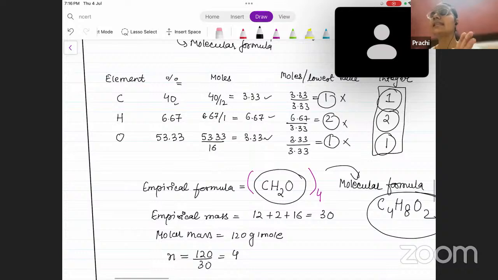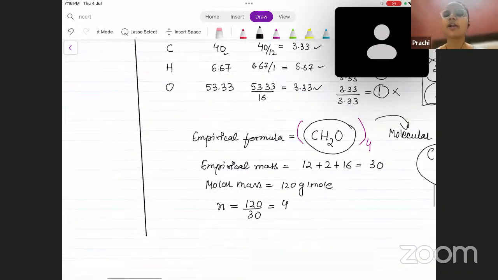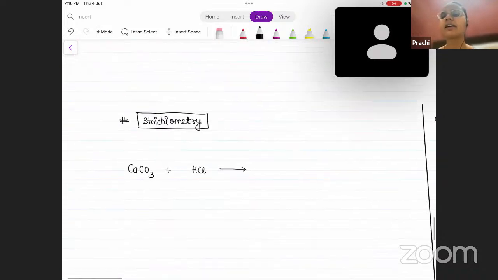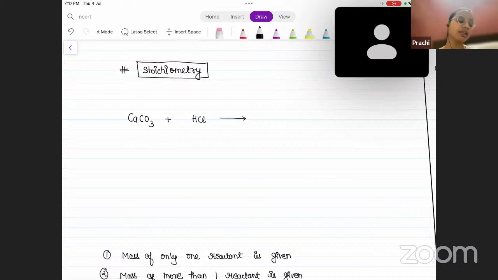So if all these things are clear to you, now we will move on to learn about stoichiometry, which again is a very important topic, because it's not that we will be using it only in this numerical. We will be using this concept at many stages when we are learning chemistry. So this topic is very, very important.